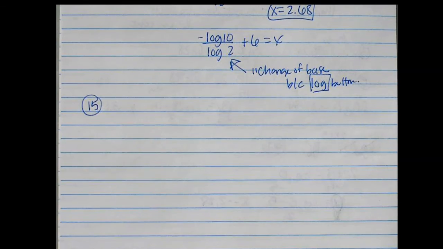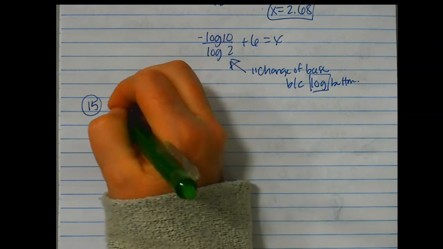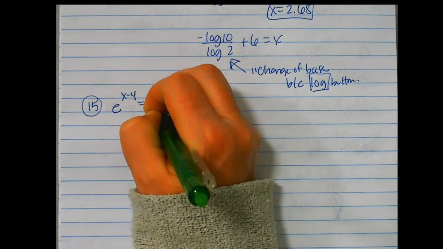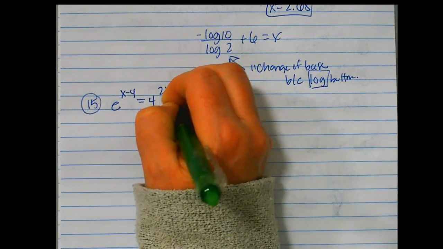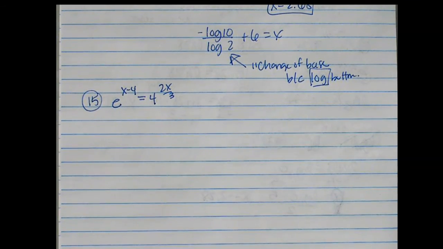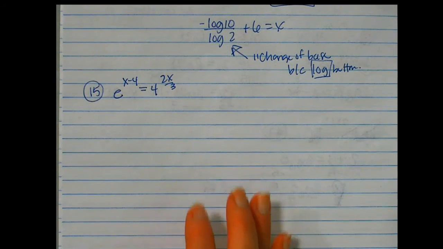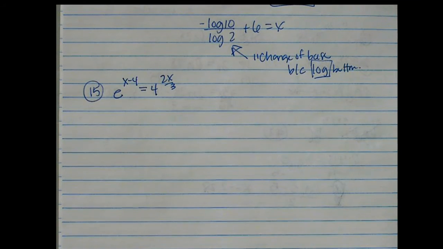15 has two exponents. So that's interesting. We've got e to the x minus 4 equals 4 to the 2x over 3. So lots of things going on there. I'm not going to be able to do it exactly the same way I just did. Instead, because I have two different bases here, I need to pick one of them, and I need to do that on both sides. So, Jack, do you want to pick E as the base that we want to start with, or 4? Because it doesn't matter. We just have to pick one.